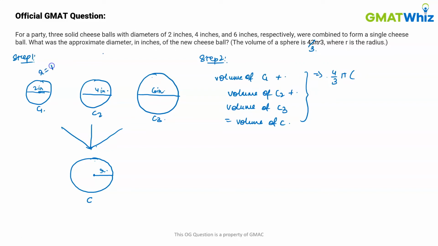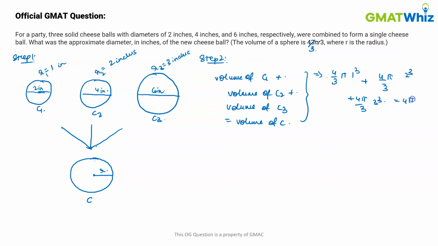Let's write down the radius quickly. So this is 1 inch. The radius here will be, let's take that as R1, R2, 2 inches. R3 will be equal to 3 inches. So the radius will be equal to 1 in the first case. So we have 1 cube plus 4 pi by 3, we have 2 cube plus 4 pi by 3, 3 cube.